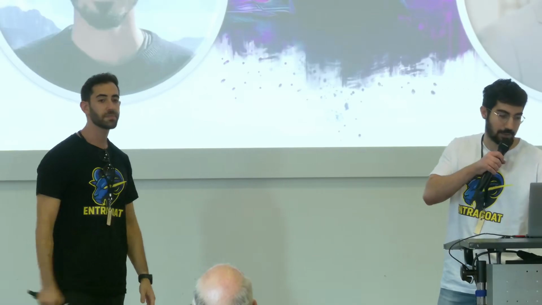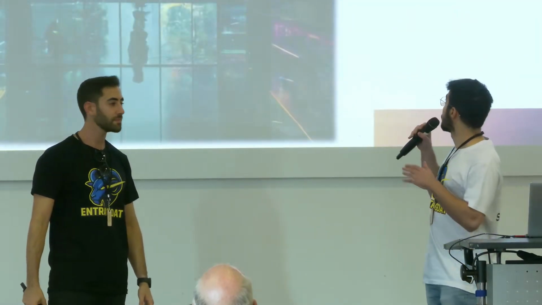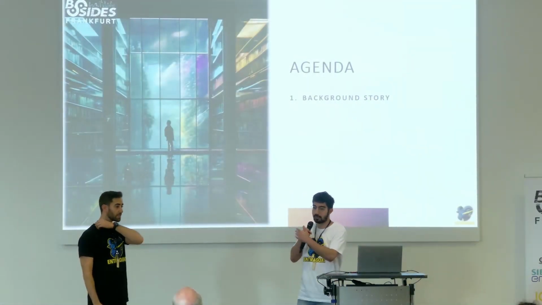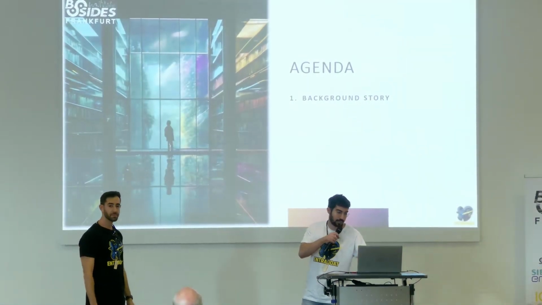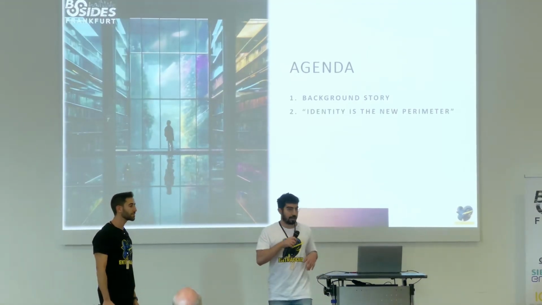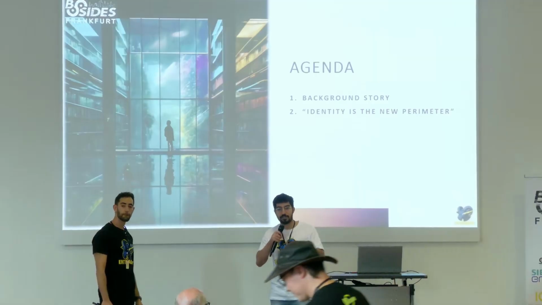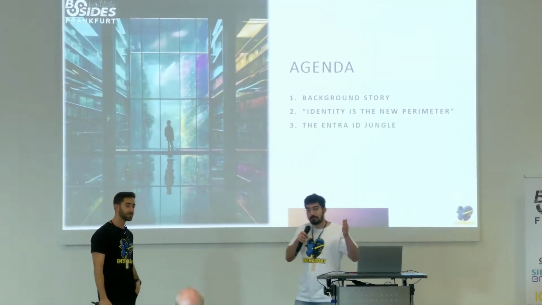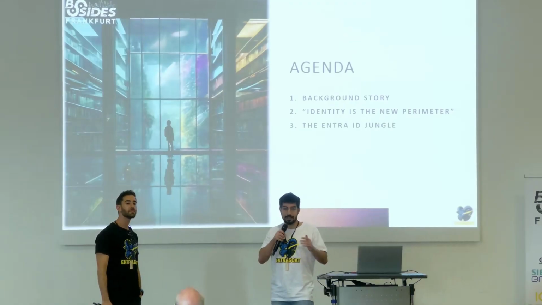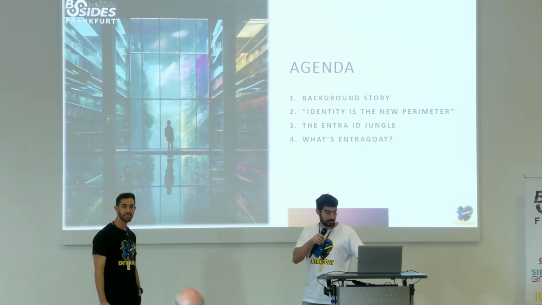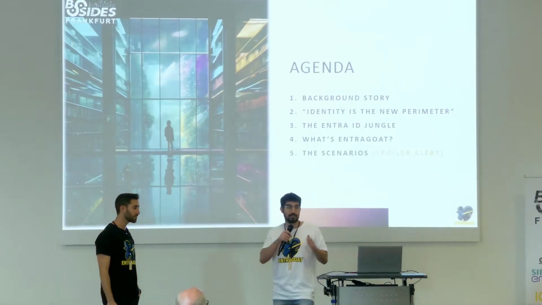So what are we going to talk about today? At first, we're going to give a little bit of a background story to what Goat projects are and why we developed EntraGoat. Then we're going to jump to identity is the new perimeter. This phrase comes up very often, and we're going to talk about why identity security is important. Then we're going to talk about privilege escalation paths in Entra ID. And then EntraGoat finally, and of course, the scenarios inside EntraGoat.